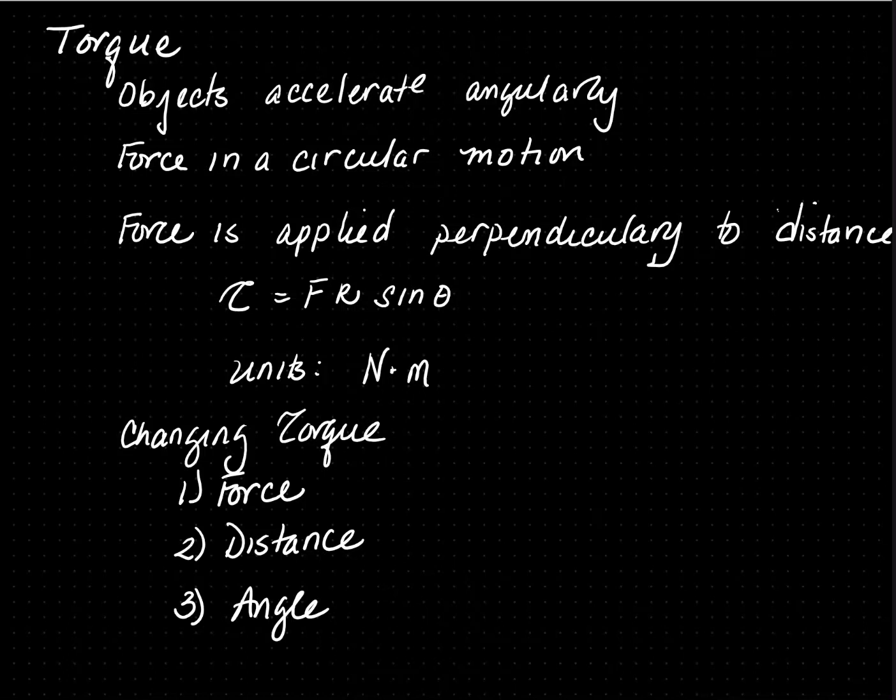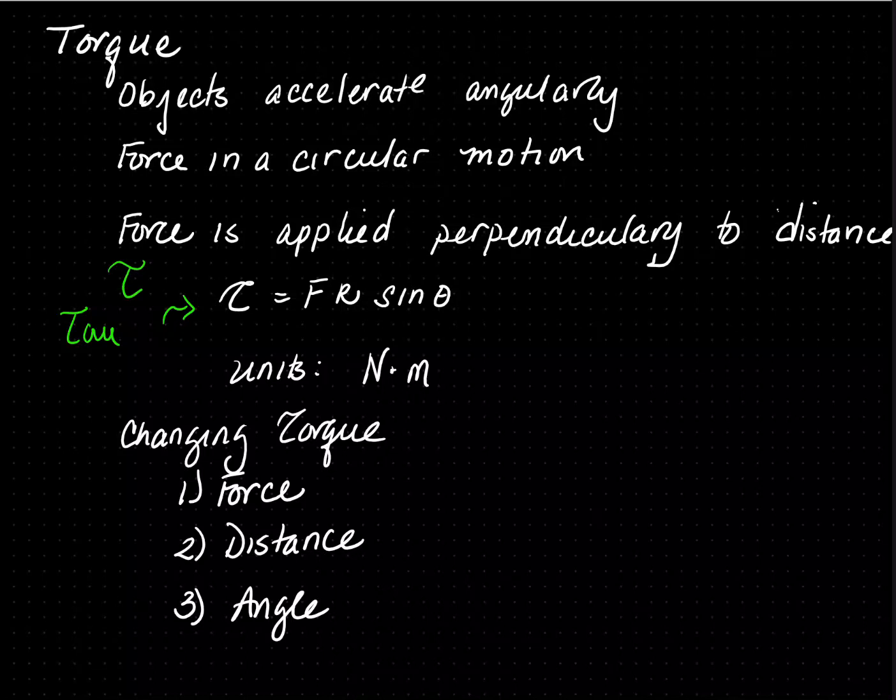The general formula for torque is tau, the Greek letter tau, which looks like a cursive T, equals force times r, the distance or the radius from the pivot point, sine theta. You want to make sure that force is always perpendicular to the distance from the pivot point. So sometimes this sine can also be cosine theta.